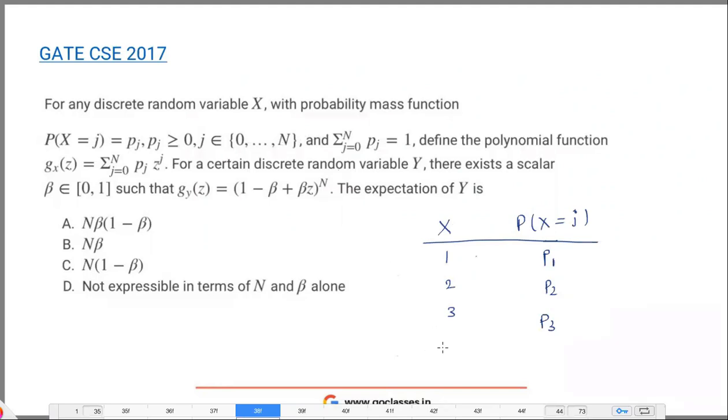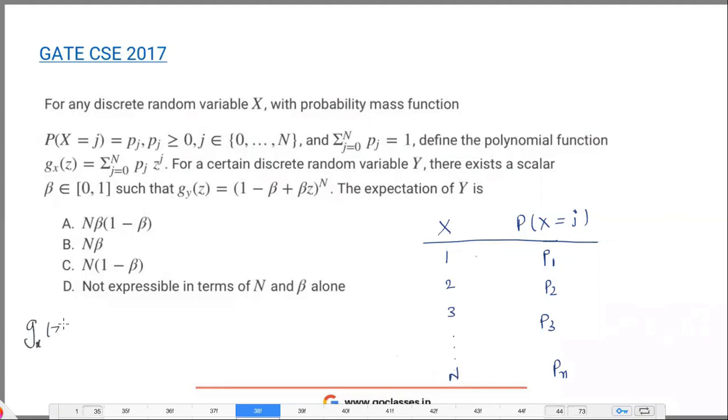And there are n possible values it can take, from 1 to n, and that's the probability pn. And obviously the summation has to be 1. That's why it is a valid PMF. Then they define a polynomial function, and then they have defined some function gx(z).